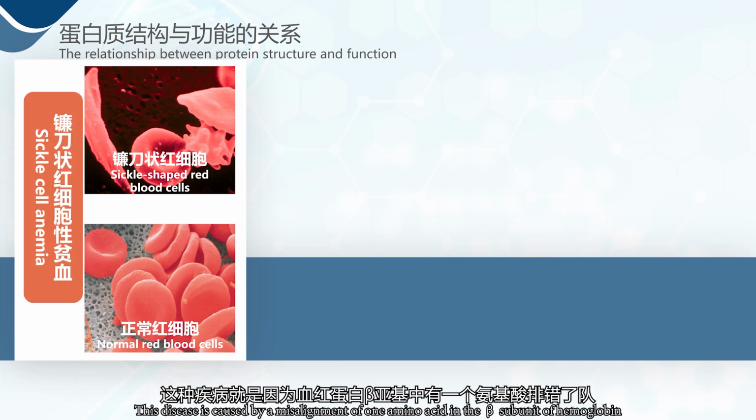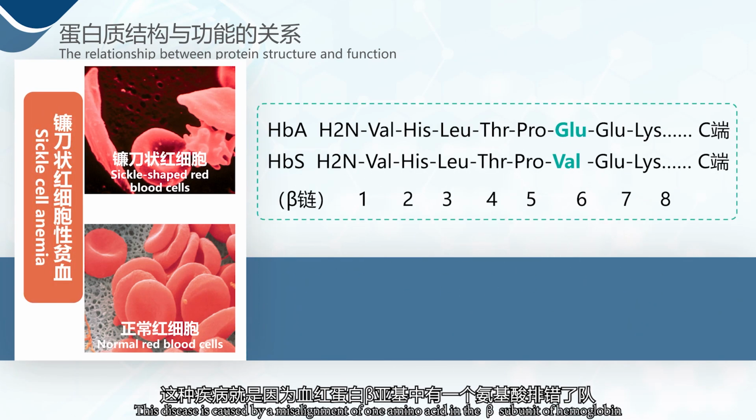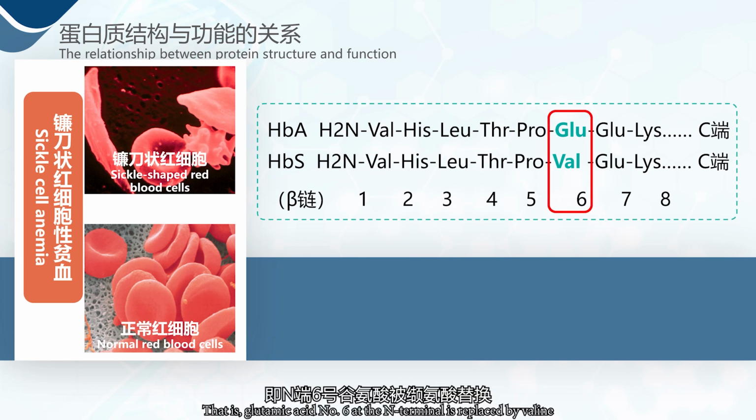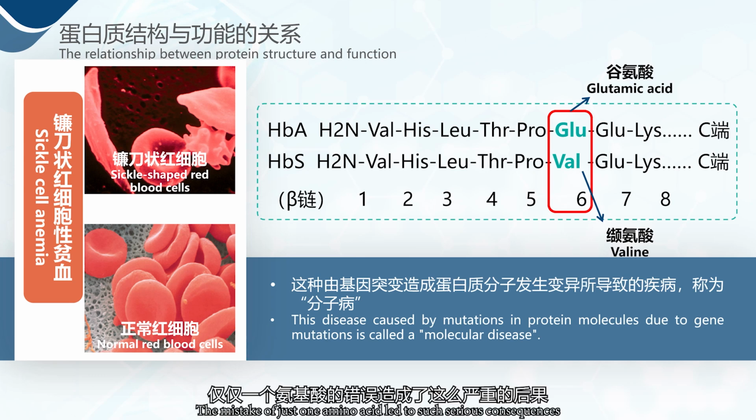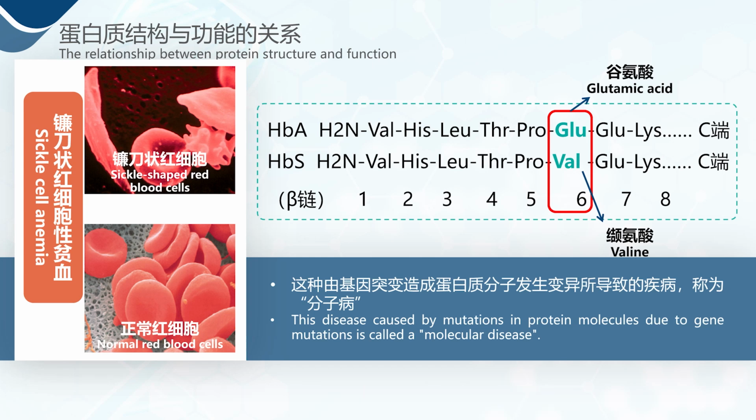This disease is caused by a misalignment of one amino acid in the beta subunit of hemoglobin. That is, glutamic acid No. 6 at the N-terminal is replaced by valine. The mistake of just one amino acid led to such serious consequences. This leads to the 4 key points that we need to master in this class.